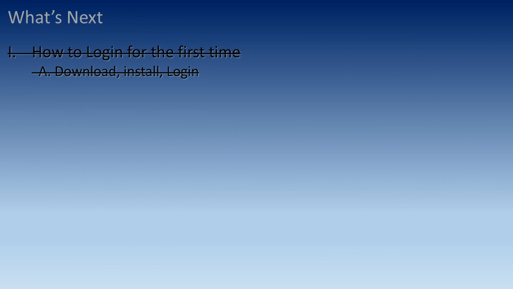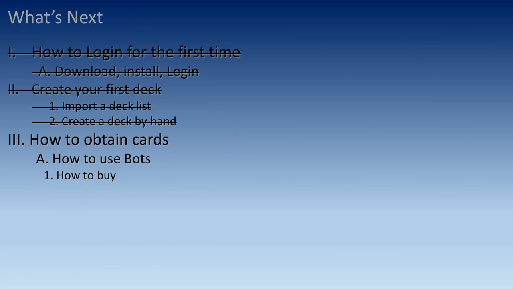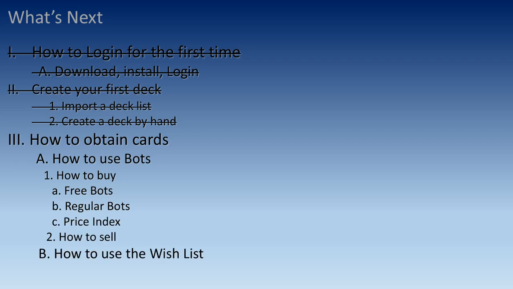So let's talk about what we've gone over already. How to log in and download and install. We've already talked about how to create your first deck. Next, we're going to talk about how to obtain these cards. Use bots, how to buy from them. There are some free bots, which is pretty good, especially for the standard pauper format. Very handy. There's regular bots, which actually take tickets. Tickets is the online currency.